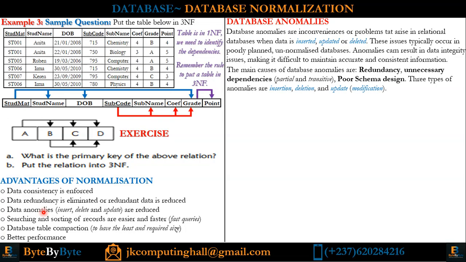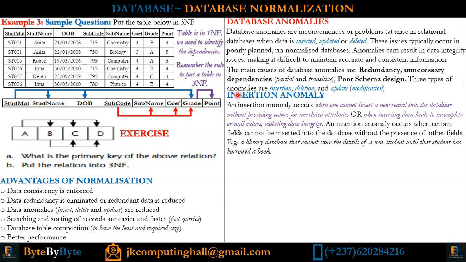The main causes of database anomalies are redundancy and unnecessary dependency. Remember that one of the main objectives of database normalization is to make sure that dependency makes sense. That is why one of the causes of database anomaly is unnecessary dependency, such as partial and transitive dependency, and poor schema design. Three types of anomalies are insertion, deletion, and update, which is also known as modification.